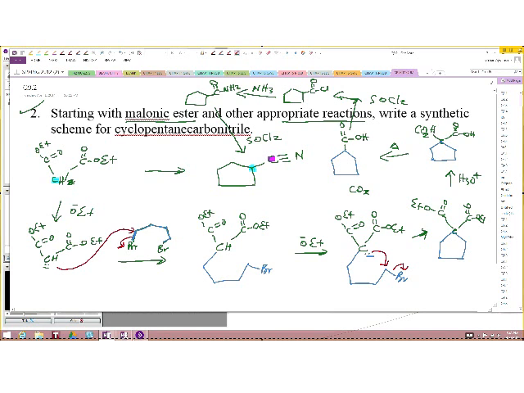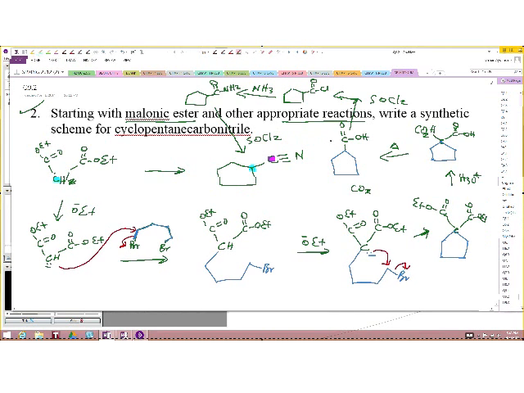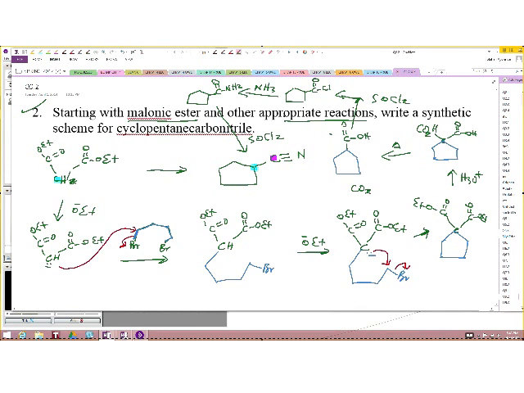So another way in which you could make the amide is directly. If you take this carboxylic acid, you could go directly to the amide by reacting with ammonia in the presence of DCC. That will take the carboxylic acid to the primary amide, and then from the primary amide you do the dehydration to get the nitrile.